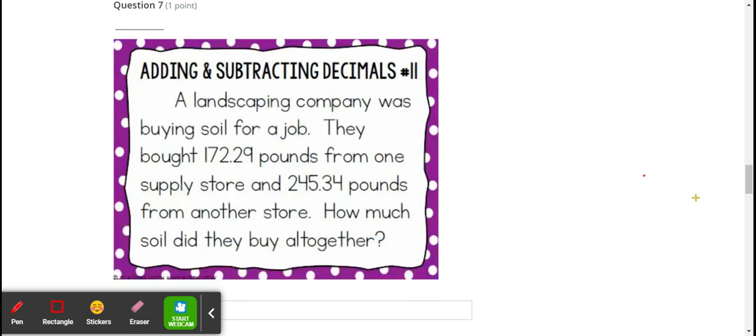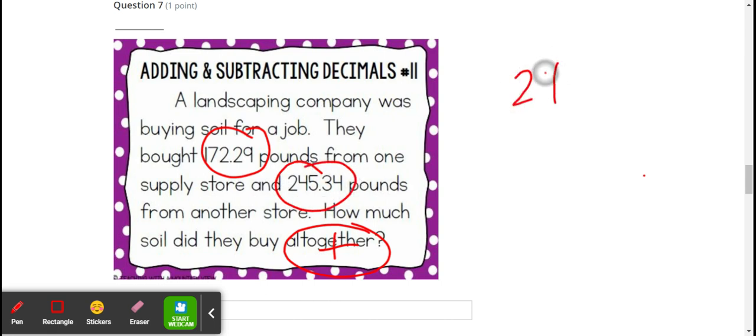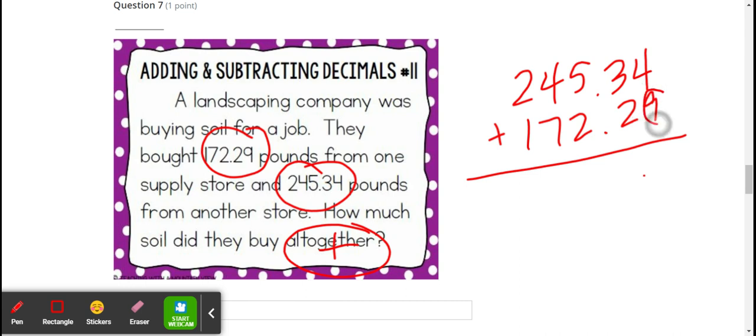Number 7, how much are they all together? All together means you're going to be adding them. 245, 34, got 172, 29. 9 plus 4 is going to be 13, 6, 7, 11, end up with 417 and 63 hundredths.